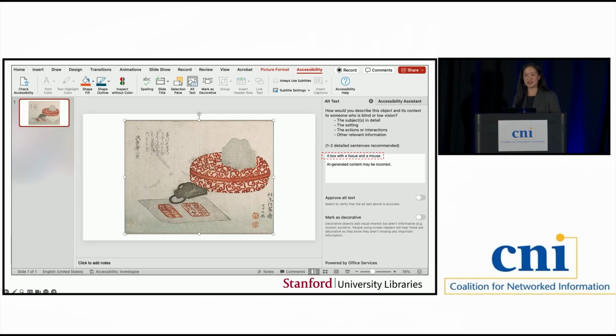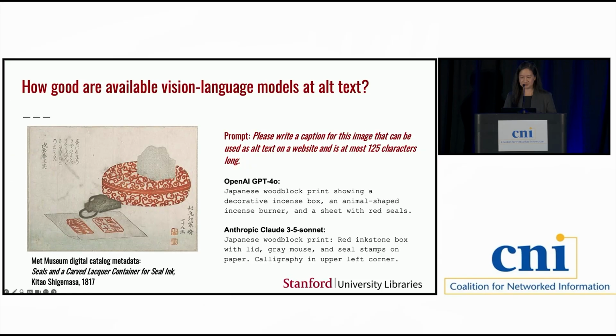Here's what PowerPoint's accessibility tool auto suggests as alt text for this 19th century Japanese print from the Metropolitan Museum of Art. It calls it a box with a tissue and a mouse. So you'll note that Microsoft is actively soliciting user feedback, presumably to help train their model to make it better. It's admirable that Microsoft is making alt text really easy and automatic, but clearly this tool is not going to work for art images. So let's see how some vision language models do at this task.